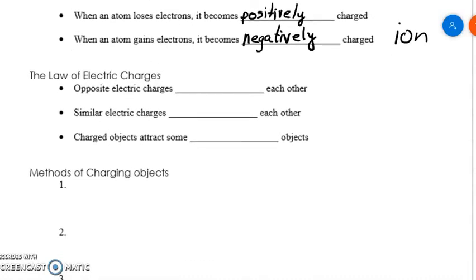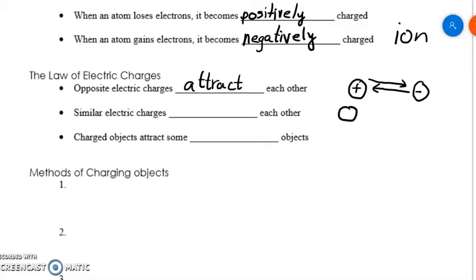We have a few properties of charged objects. If you have opposite electric charges, so let's say this object is positively charged and this object is negatively charged, they're going to attract each other. Opposite electric charges attract each other. So the positive charge is going to pull on the negative charge that direction, and the negative charge is going to pull on the positive charge also that direction. So they're going to be attracted to each other.